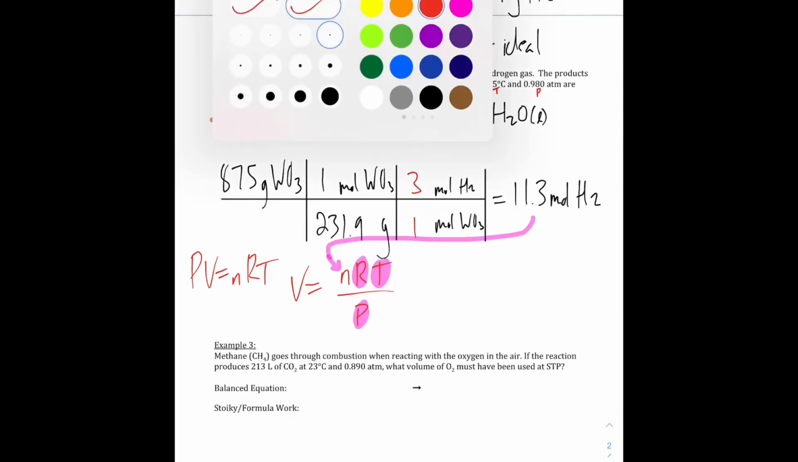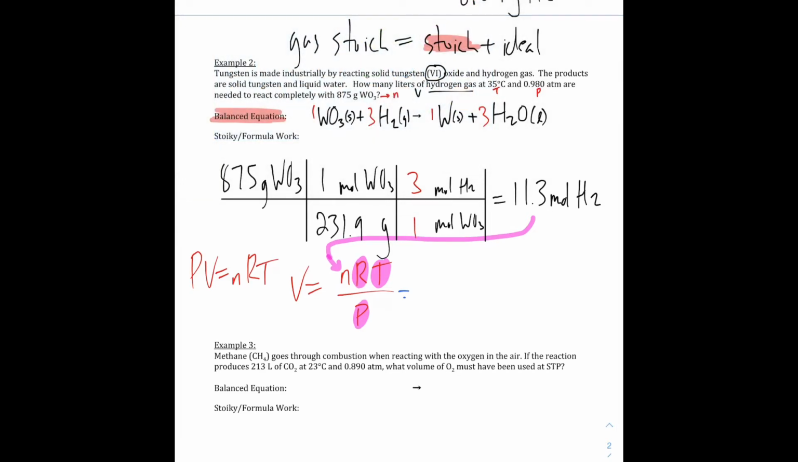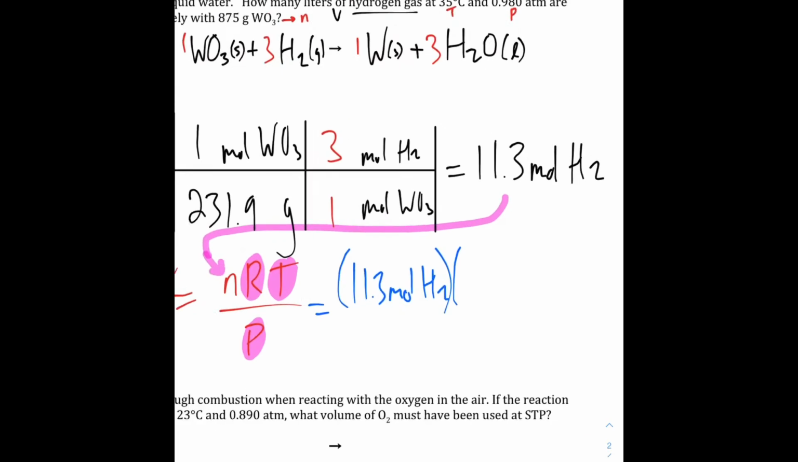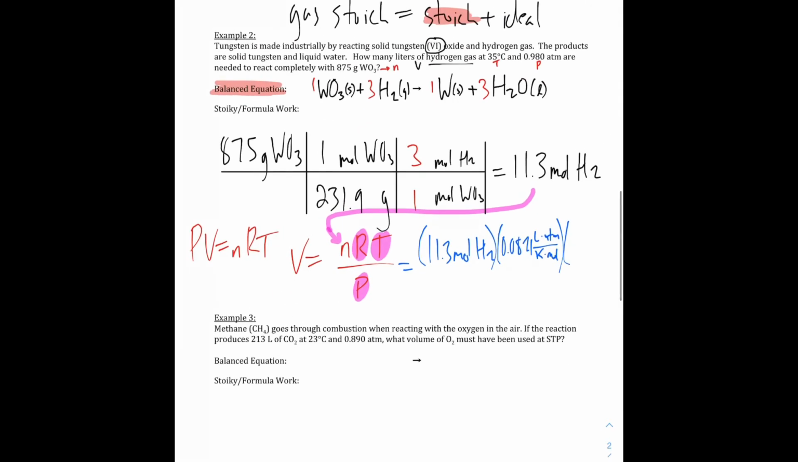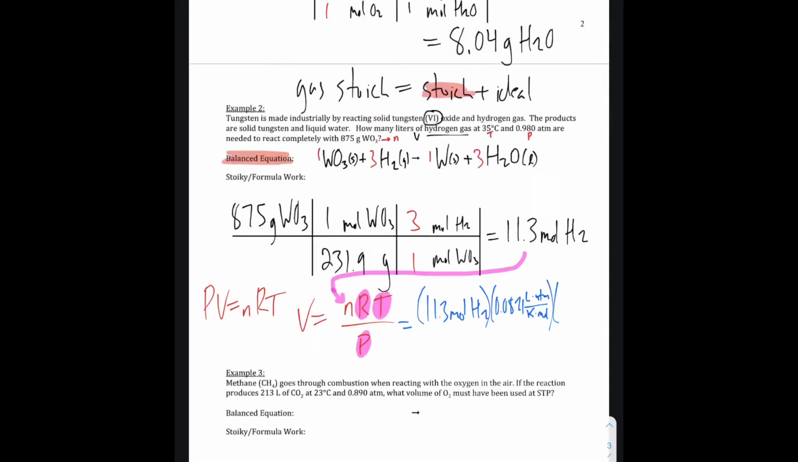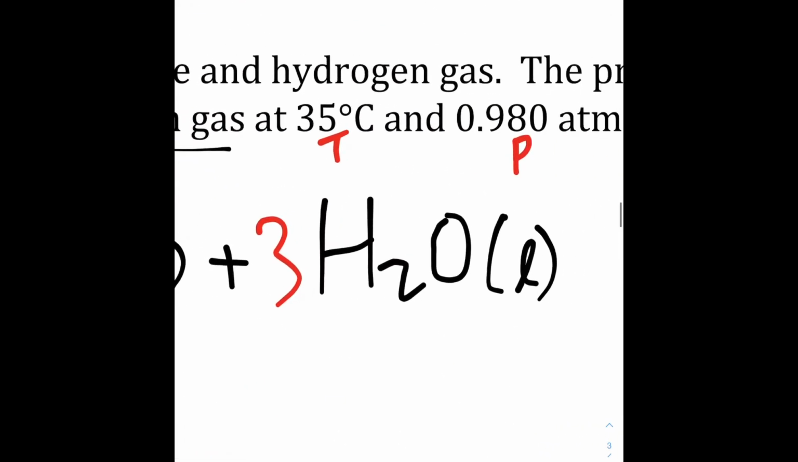So let's just plug our values in now. Our moles is 11.3. And R, liters atmospheres over Kelvin mole, times temperature, 35 degrees Celsius. Oh boy, is that going to be the temperature you plug in? I hope not. What's 35 plus 273? 308.